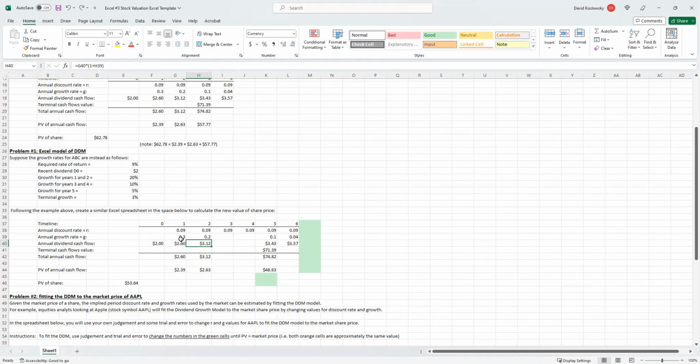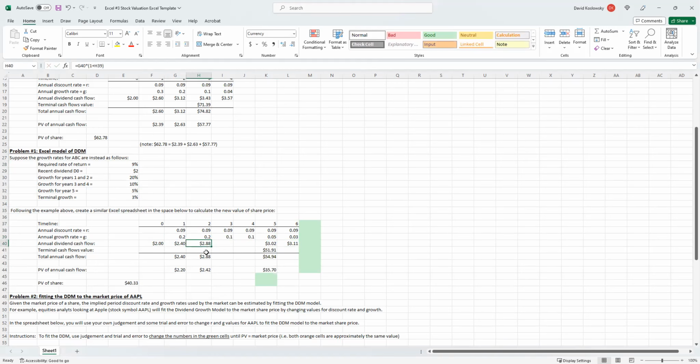So here, we're keeping the 9%, so that can stay as is. But the growth rates change. The first year is 20%, so it's 0.20, and it stays at 20% for the second year also. Then it drops to 0.1, 10%, for year 3, and again 10% for year 4. Then we go down to 0.05 for year 5. And then our terminal growth rate in this example is 0.03.